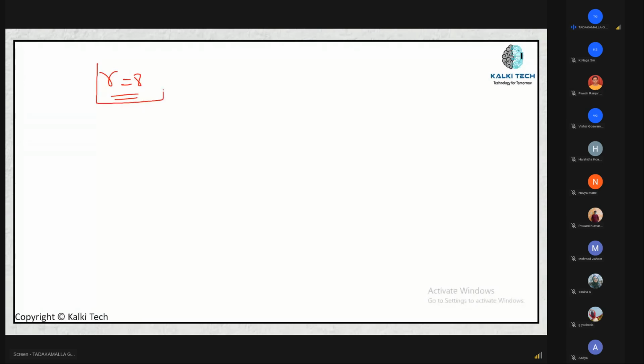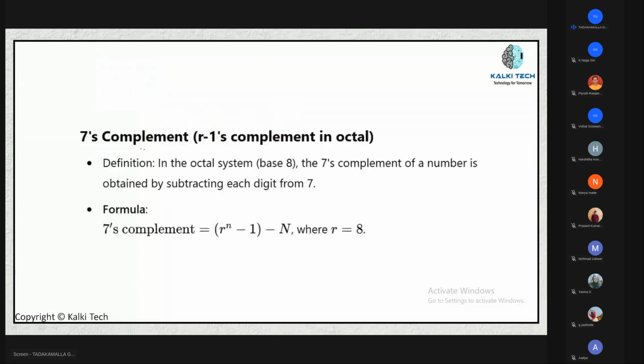Now, the same for octal numbers, my R is nothing but 8. So how many complements do we have? R's complement and R minus 1's complement. So for octal numbers, we have 8's complement and 8 minus 1, that is 7's complement. So we have two types of complements in the case of octal numbers, that is 8's complement and 7's complement. Let's see first 7's complement.